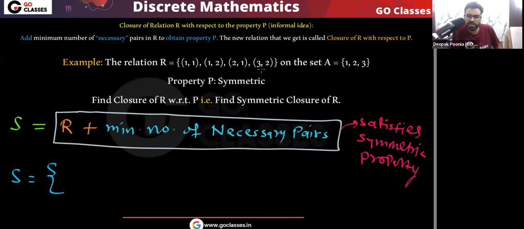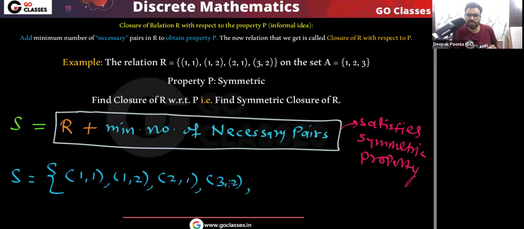Whatever happens, you agree with me that (2, 3) I must add. Yes or no? All these pairs you must keep as they are, because we cannot remove any pair. Now you agree with me that if I want symmetric property, there is a mandatory thing. What is that? I must add this pair. This is mandatory, I have added. So this is the necessary pair I have added.